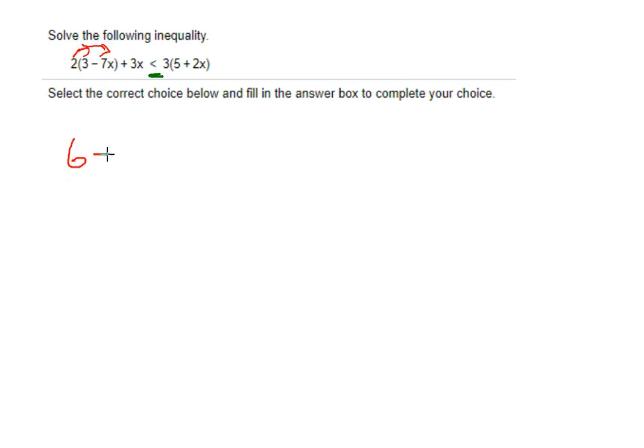We're going to get 6 minus 14x. The plus 3x just gets copied down. We don't distribute the 2 to the 3x because it's not in the parentheses. This will still be less than. Do the same thing here. We'll distribute the 3 into the parentheses, so we get 15 plus 6x.